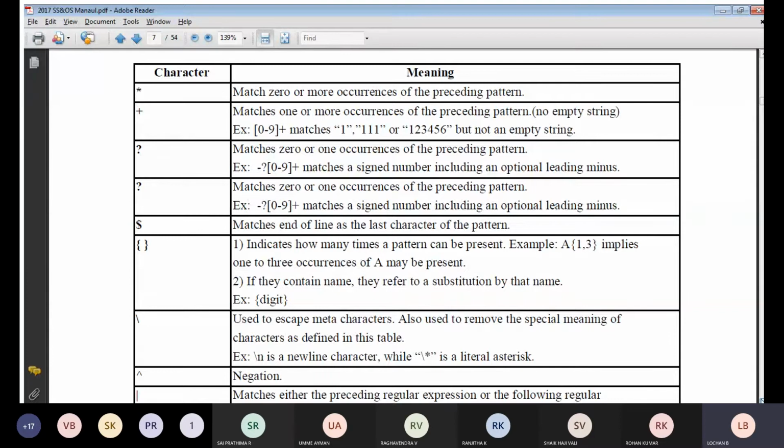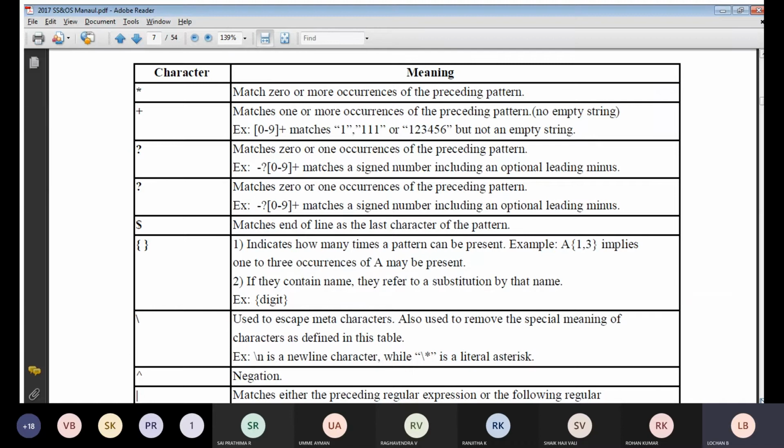In the programs also, in first and follow, we have used the dollar symbol. For what purpose do we use the dollar symbol? It matches the end of the line as the last character of the pattern. For example, my name is Lochan. First it matches the character L, next O, next C, next H, next A, next N. Finally all the characters have been encountered, and finally the dollar symbol arrives. That means it has matched all the characters and we have ended up.